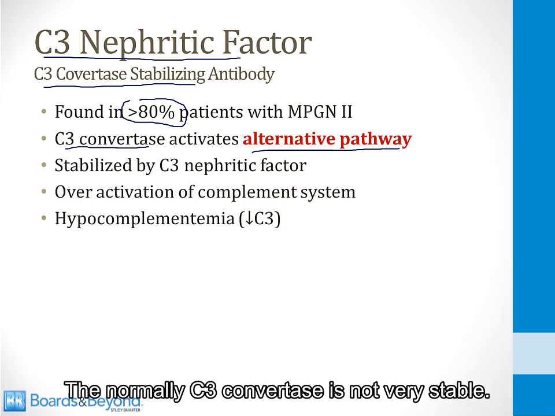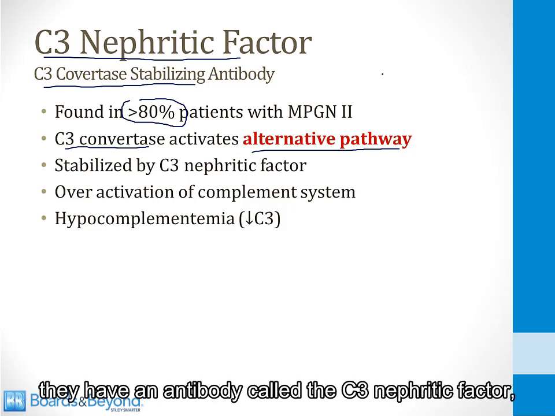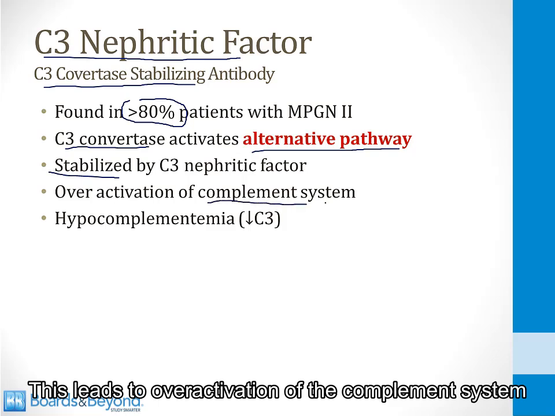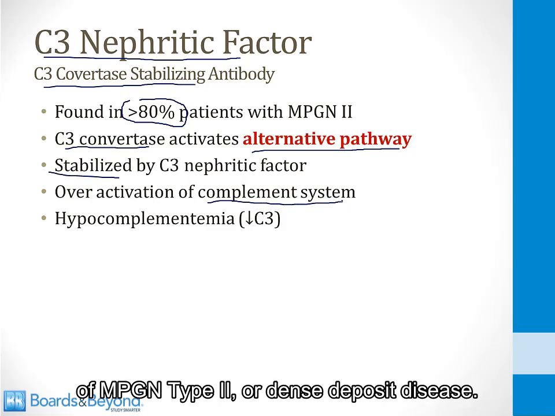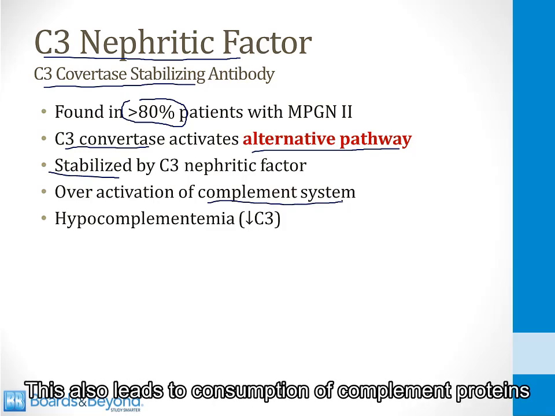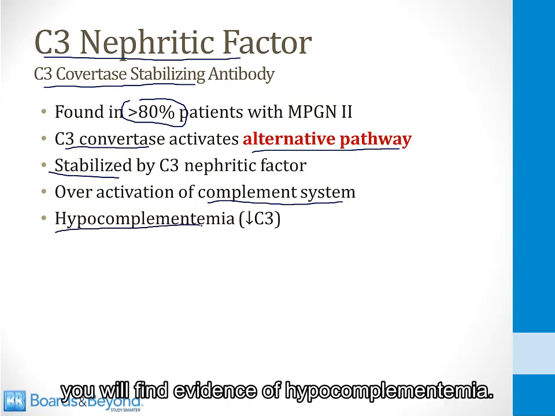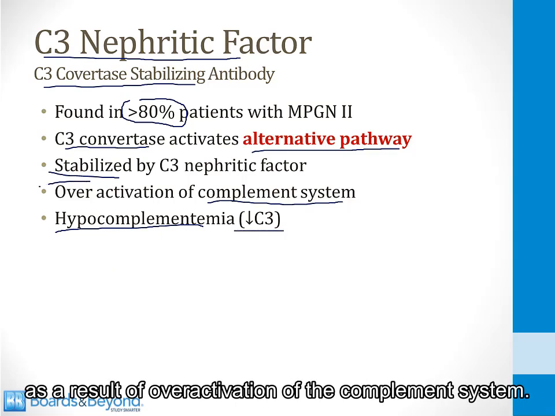Now, normally C3 convertase is not very stable. However, in patients with MPGN type 2, they have an antibody called the C3 nephritic factor, which stabilizes C3 convertase. This leads to overactivation of the complement system, and that is believed to be the pathophysiology of MPGN type 2 or dense deposit disease. This also leads to consumption of complement proteins, and therefore, if you test the complement system, you will find evidence of hypocomplementemia. This is because of reduced levels of C3 in the serum as a result of overactivation of the complement system.